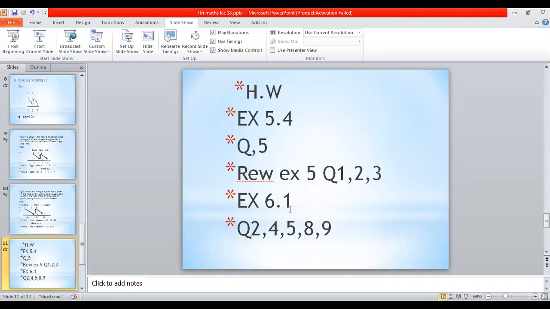And exercise 6.1, a total of 9 questions. Question number 1 I solved, question number 3 I solved, and 2, 4 and 5 are just like 1 and 3. And questions number 8 and 9 are just like questions number 6 and 7, which I already solved in the video lecture. Like this you have to solve.